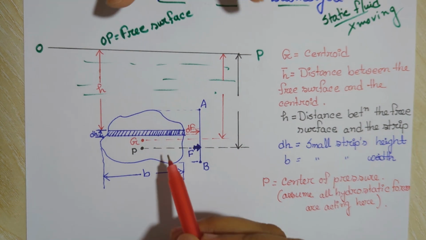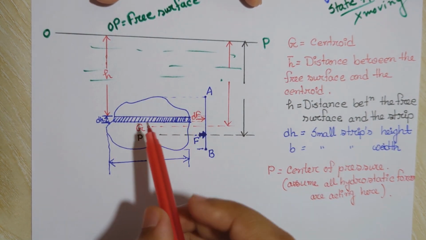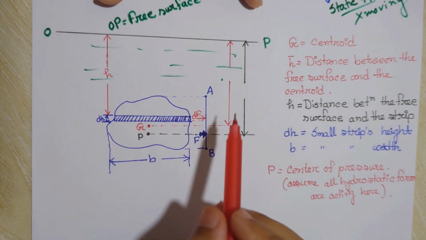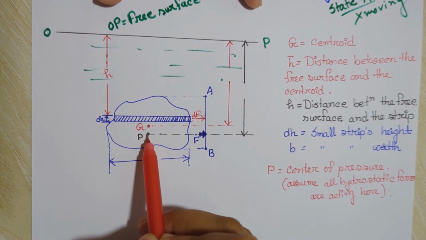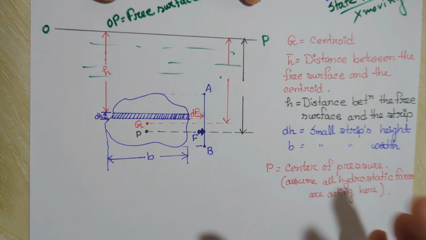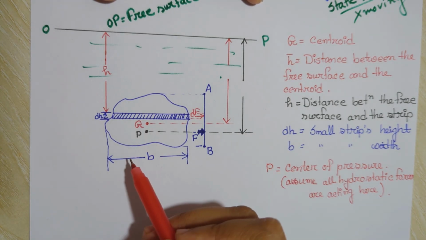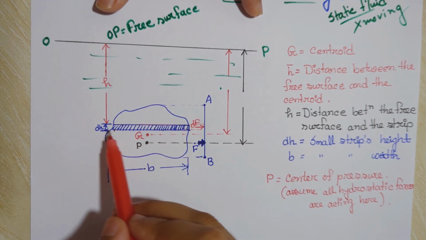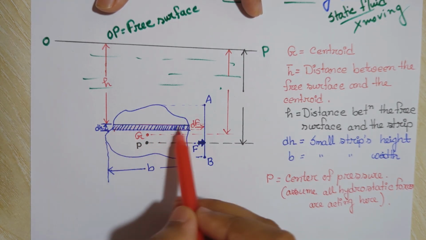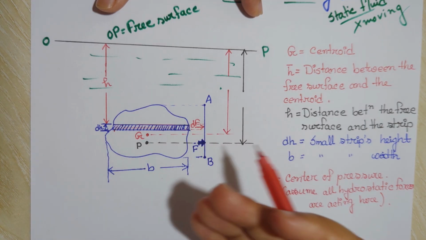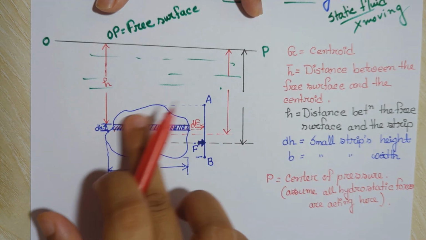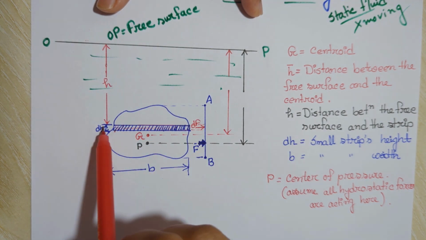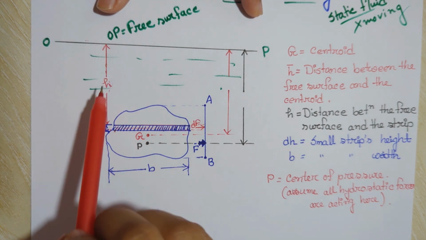Let's start. At first, this is our object, and this point we denote as G. This is the centroid of this object, and this P is the center of pressure where all the hydrostatic forces will work. We just assume these points, and here at first we will take a small strip that is dH in height. We'll take a small strip where the hydrostatic force dF will work, and then we will find the entire hydrostatic force.